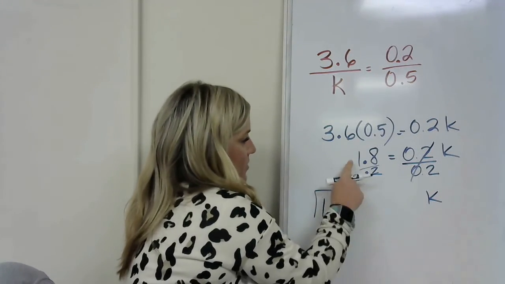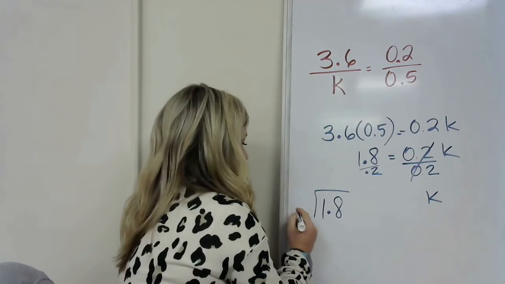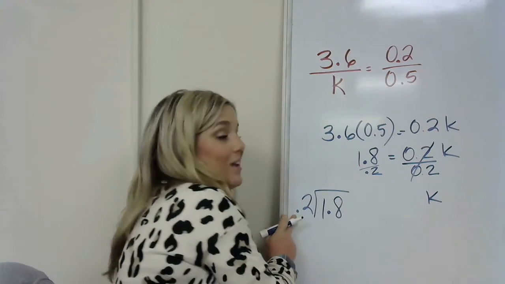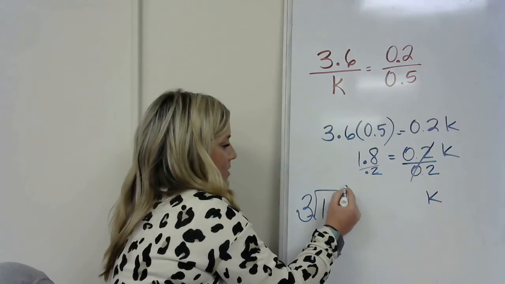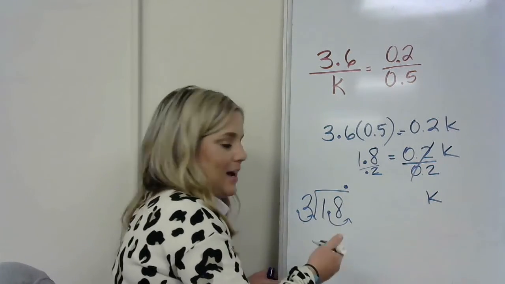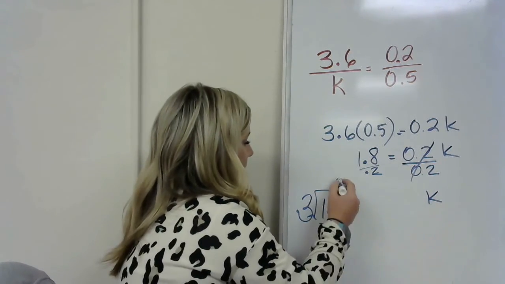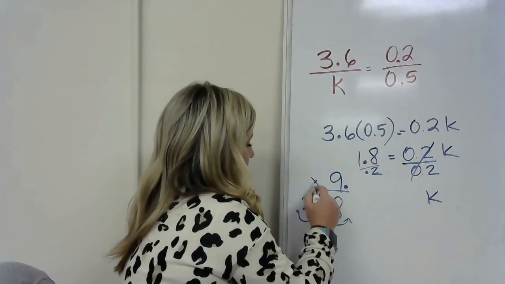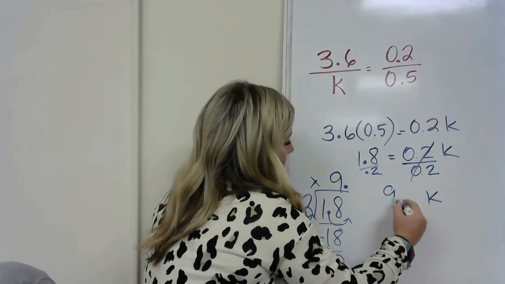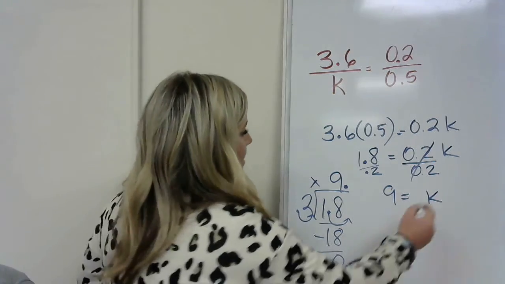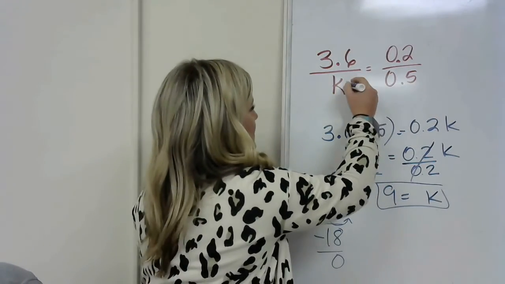1.8 goes in the division box, top in, bottom out. 0.2. We can't divide by a decimal, so we got to move it and move it on the inside, because if you do it to the outside, you got to do it to the inside. And 2 will go into 18 9 times, and 9 times 2 is 18. And we have 9 is equal to K. 9 is not out, so peeps.